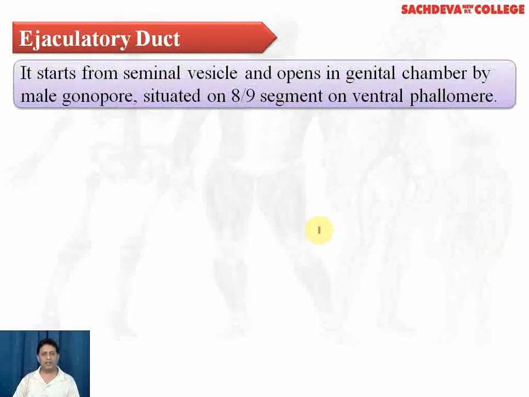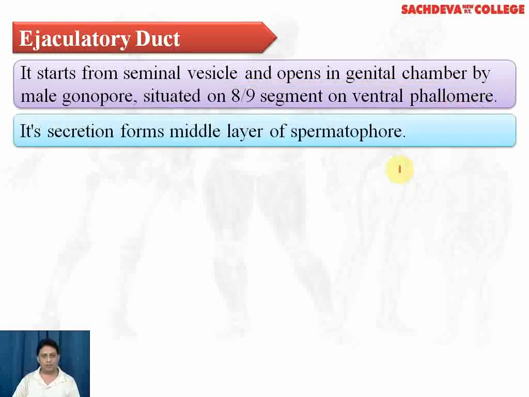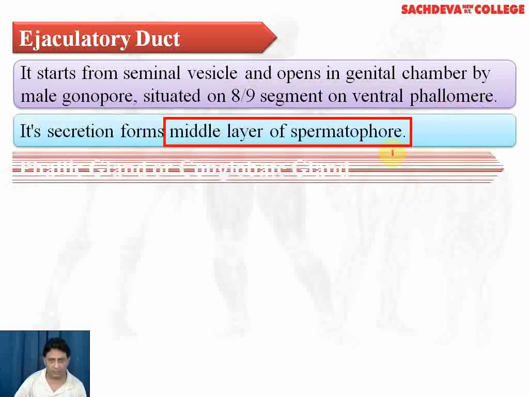Ejaculatory duct. It starts from the seminal vesicle and opens in the genital chamber by the male gonopore. This male gonopore is situated between the 8th and 9th segment on the ventral phallomere. Its secretion forms the middle layer of the spermatophore.